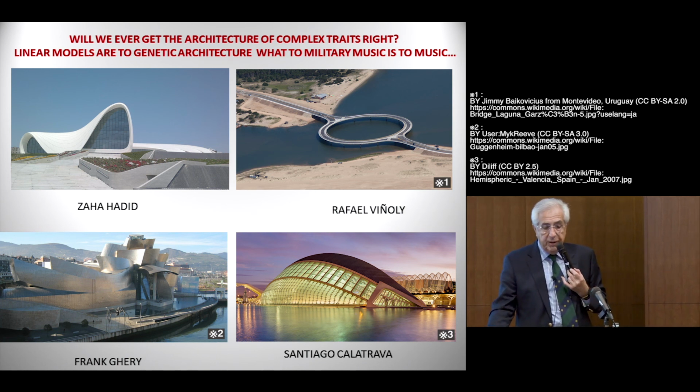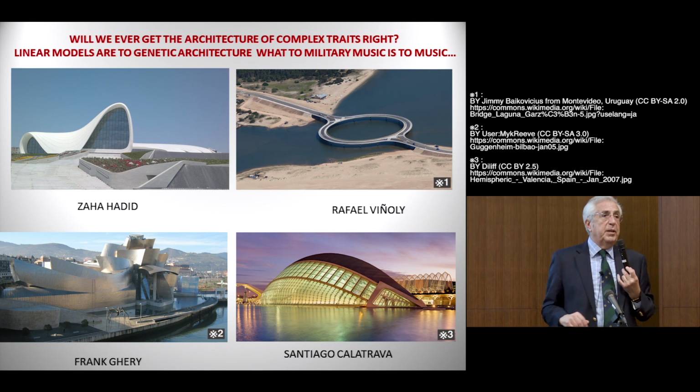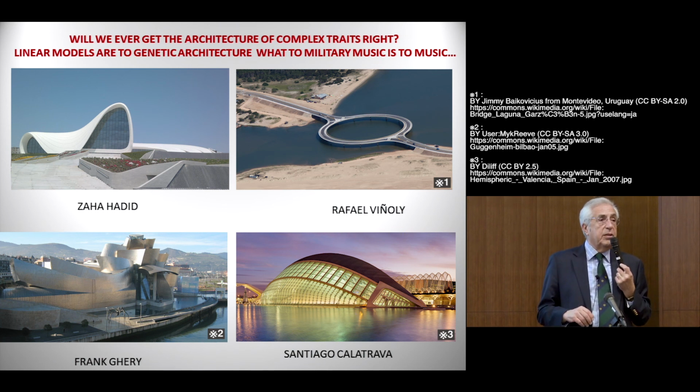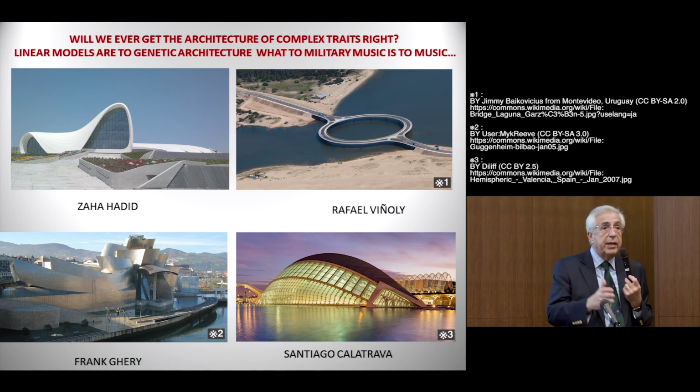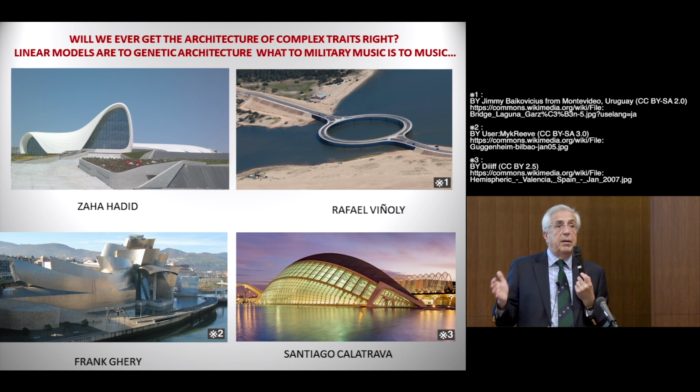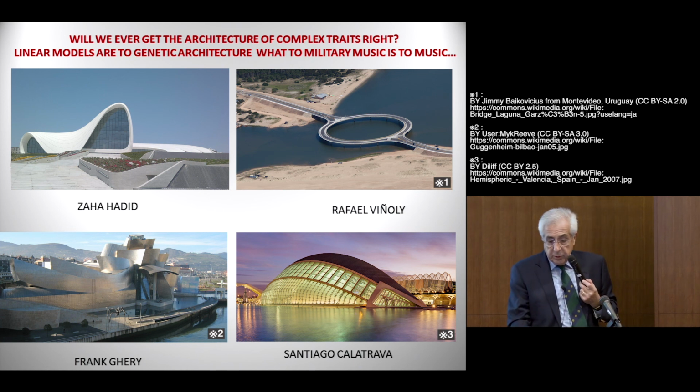So for that reason, I do not think that we'll ever be able to understand the genetic architecture of complex traits, but we have to regard the methods that we have in a modest manner. They can predict, they can describe, but they are not very good to explain.